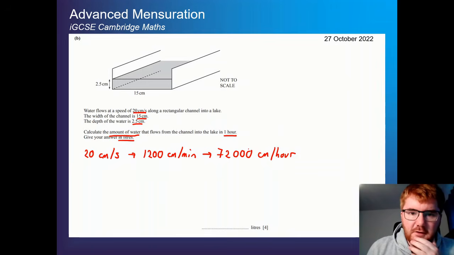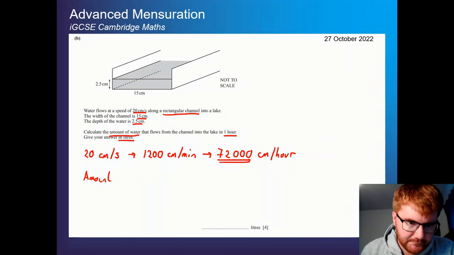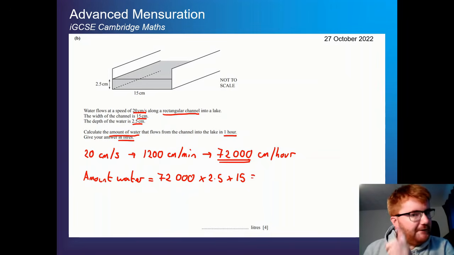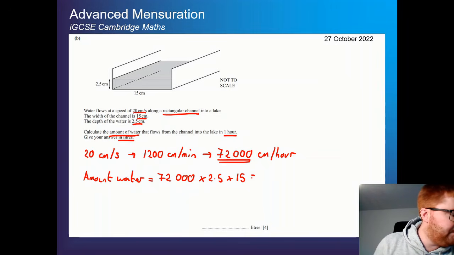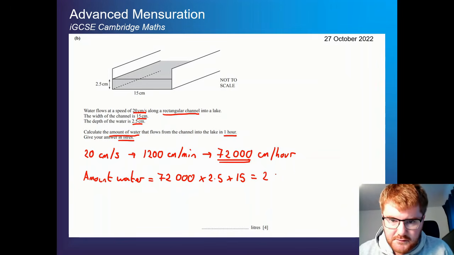Okay, so we've got that dimension here, 72,000. Remember the dimension of anything rectangular in shape, we're going to times these together. So to work out the amount of water, now we've got it in centimeters per hour, we take that answer, 72,000, times it by 2.5, and then times it by 15. Not quite finished at that point, but that's the key working to do here. So if we times those together, we then get a very big number, so 27 and then 5 zeros. So we've got 2, 1, 2, 3, 4, 5.